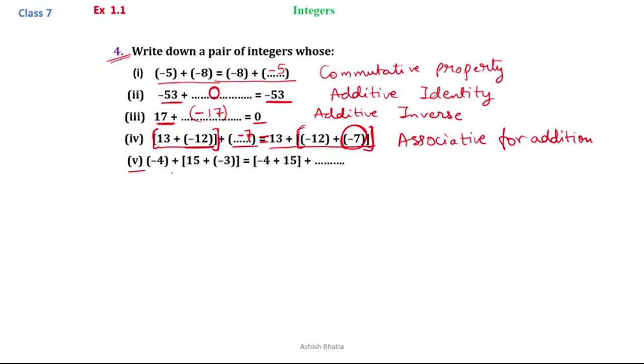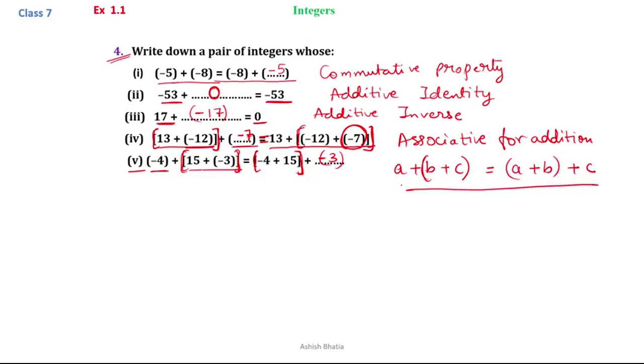Same when we go for blank number 5, we have minus 4, 15 plus minus 3 in square bracket, and then minus 4 plus 15 in the square bracket, and the leftover thing is minus 3. We can understand this with this kind of property, that is again associative for addition, that is a plus (b plus c) is also equal to (a plus b) plus c. So using this property, associative property for addition, we can fill this blank.